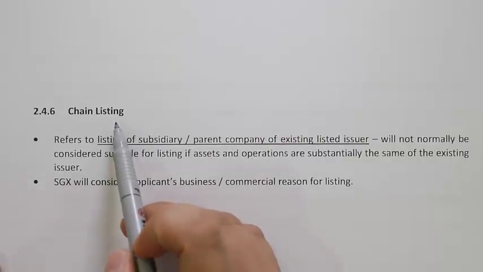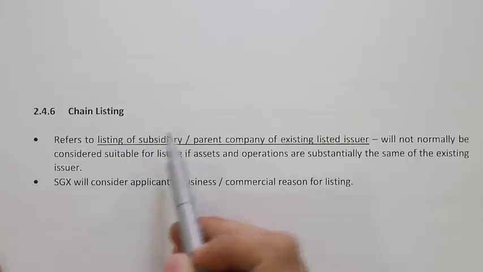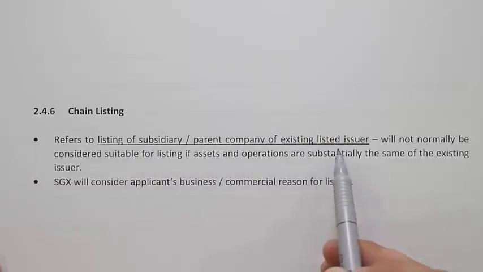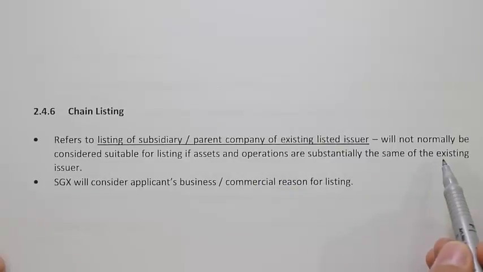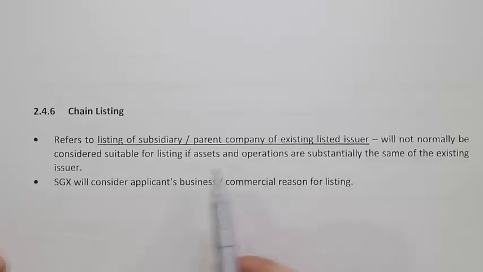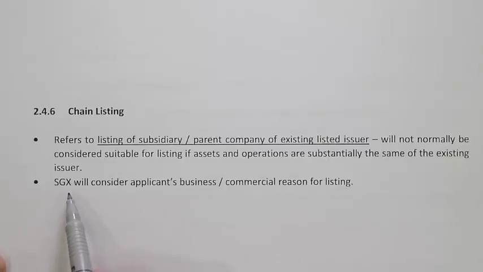There's something called chain listing. Chain listing is basically the listing of a subsidiary when the parent company has already listed on SGX. So it means that the parent and the subsidiary are both listed. And this usually is not allowed unless the operations, assets and the business are different. SGX will then consider the listing of this subsidiary even if the parent is listed.